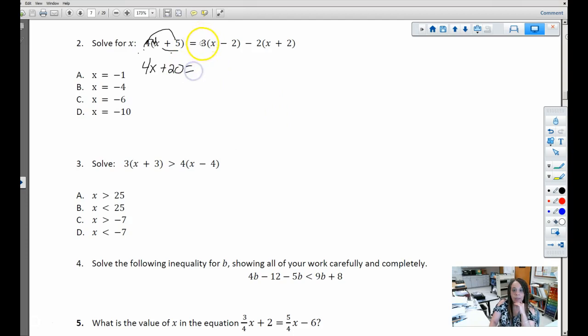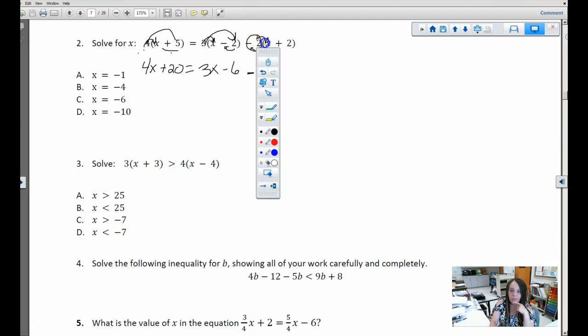Equals, now I have a 3x, because 3 times x is 3x. Then I have 3 times, look at this one, negative 2, not just 2. 3 times negative 2 is negative 6. So the way that I write that is I put minus 6. Okay? Now I'm going to put minus. So here's what I got. Watch, this is crazy. Remember, sign is in front of the number. Look what we got. Negative 2 times x.